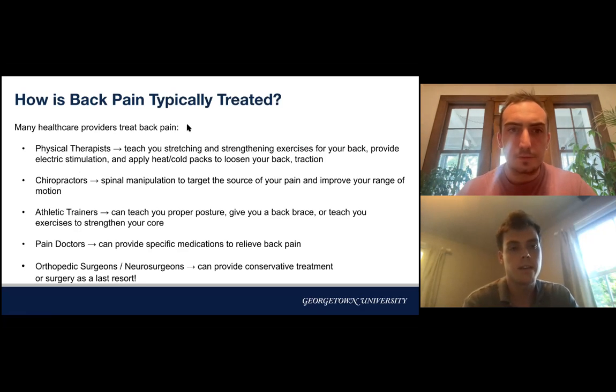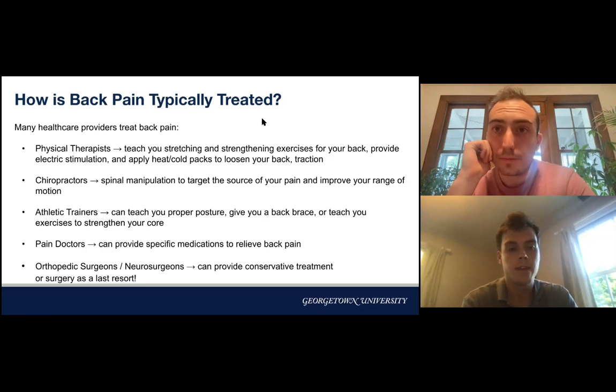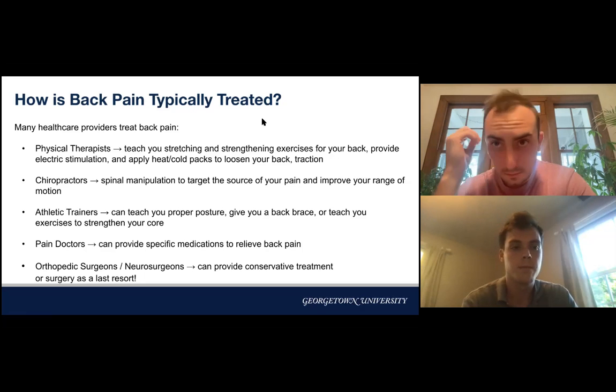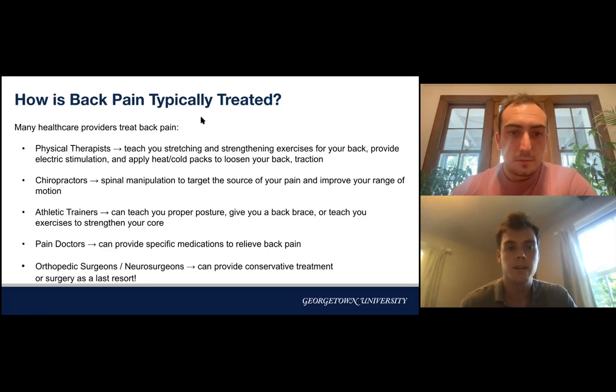So now that we've mentioned the typical providers in treating back pain, we wanted to dive into each provider and what a typical visit might look like in terms of their services. So the first three here, the top of the list, are more conservative treatments. And then if it gets more severe, you would go to maybe a pain doctor or a surgeon to address the problem. So physical therapists tend to teach you stretching and strengthening exercises for your back, including electrical stimulation, traction, or applying heat or cold packs to either get the blood flowing or prevent blood flow, depending on your situation.